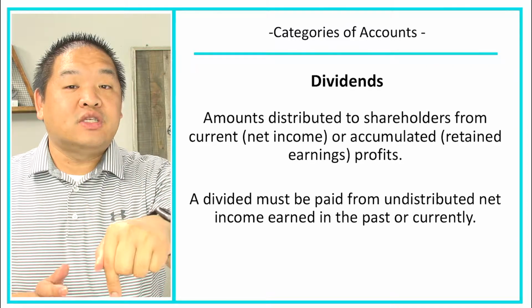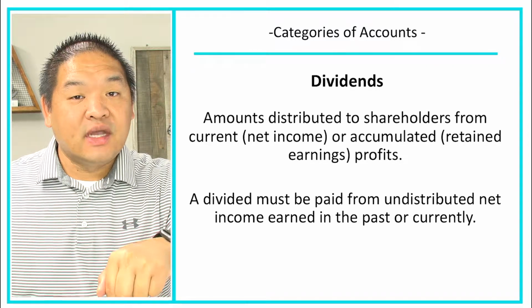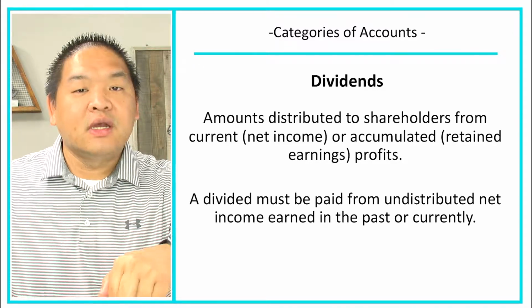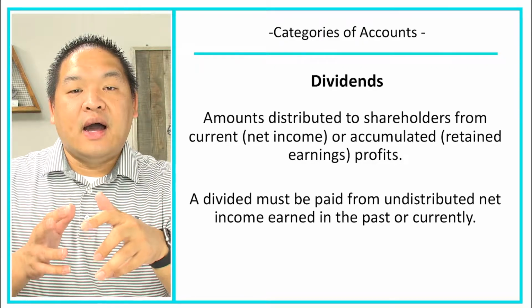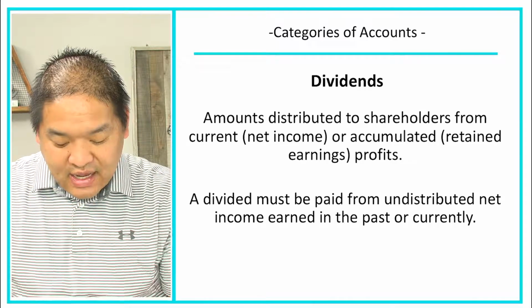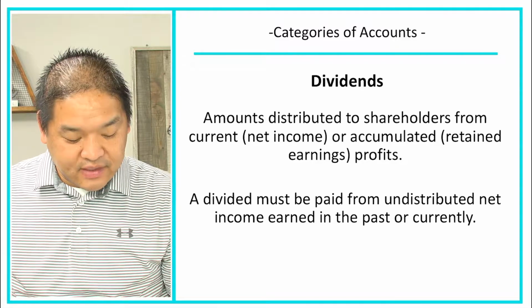Now, if we have a loss this year, but we've had profitable years over the last 15 years, and we didn't distribute all of those profits those last 15 years, then we can actually pay a dividend this year even though we have a loss because we have accumulated profits from the past that we're able to pay today. So we must have profits in order to pay a dividend.